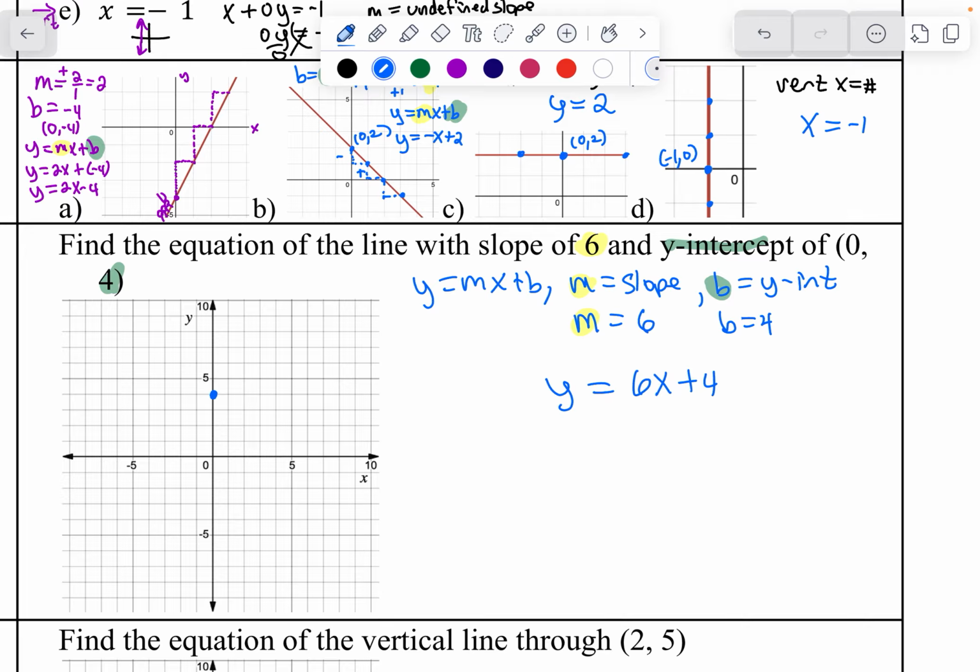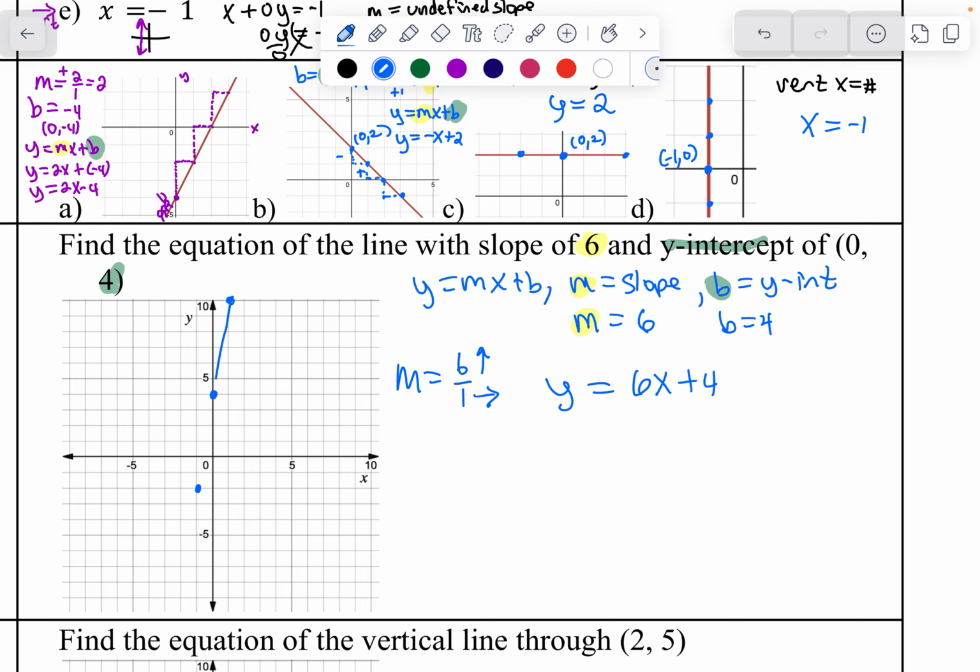And if our slope is 6, I need to build that triangle to find the next point. I'm going to go up 6 to the right 1. So I'm going to count up 6 to the right 1. Now, that is very much at the tippy-top of my graph paper. 2 negatives make a positive. That's why I could also count down 6 and over 1. You see that does line up.